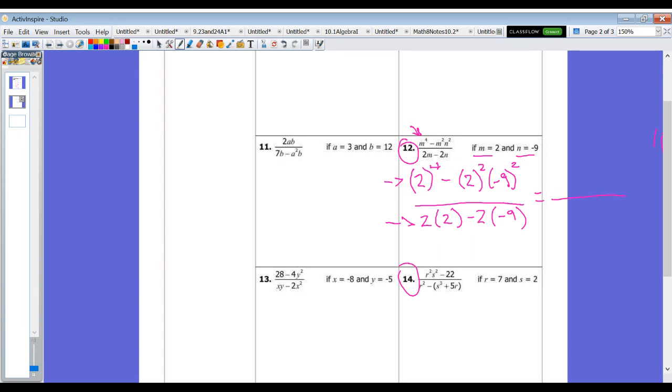Let's do the numerator. So 2 to the 4th, that's 2 times 2, which is 4, times 2 is 8, times 2 is 16. Minus 2 squared, which is 4, and I was multiplying that by n squared. So n was negative 9, so I'm multiplying that by 81. Okay, so that's taken care of. I'm going to start working on the bottom too. So I'll do my 2 times 2, which is 4, minus 2 times negative 9, which is going to give me a positive 18.